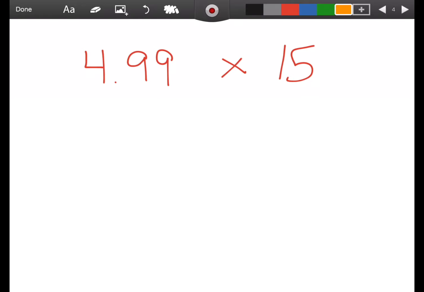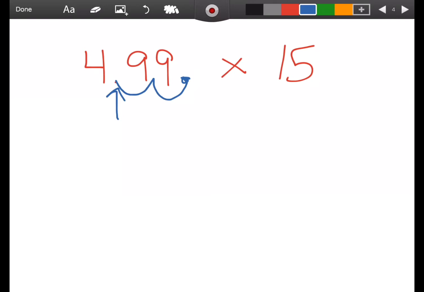Now let's look at a couple places where this might help us. If we are looking at a multiplication problem such as $4.99 times 15, one easy way I go about solving this is I think about these numbers as whole numbers. So notice we have the decimal right here in $4.99. One thing that I like to do is take this decimal and move it over 1, 2 times, so now it's here.